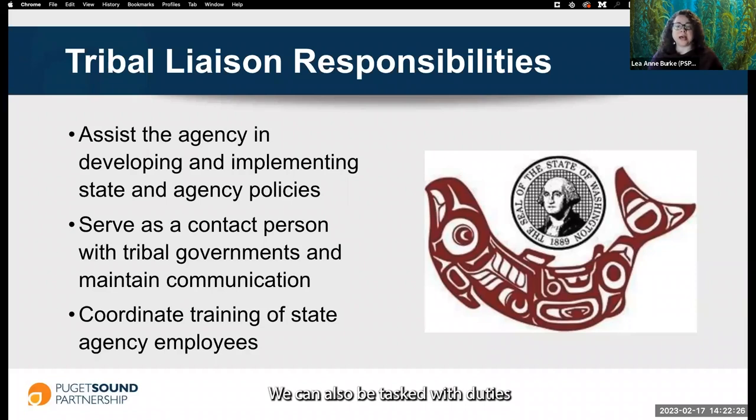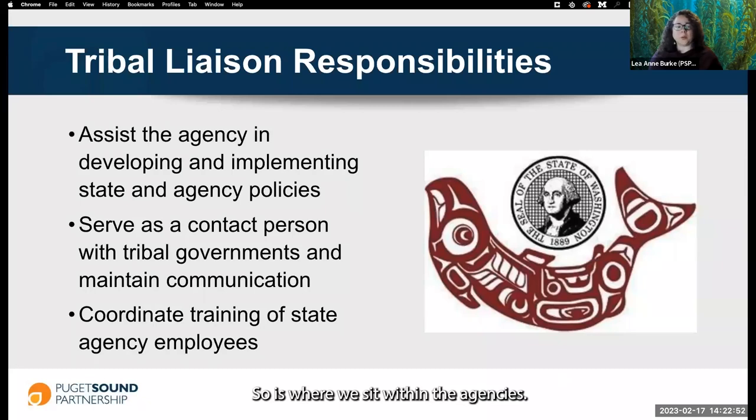We can also be tasked with duties assigned by new legislation and executive orders. Here in Washington State, with the recent passage of the Healthy Environments for All Act, there's a greater role for tribal liaisons. And we also have a pro-equity anti-racism initiative established through executive order that also assigns additional roles in that context by the governor.